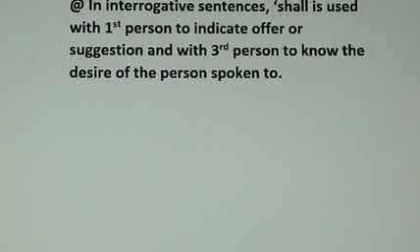An interrogative sentence. It means the sentence should be an interrogative sentence. In interrogative sentences, shall is used with first person to indicate offer or suggestion. But when in an interrogative sentence shall is used with a third person, it is to know the desire of the person who is spoken to. Okay, let's see the example.